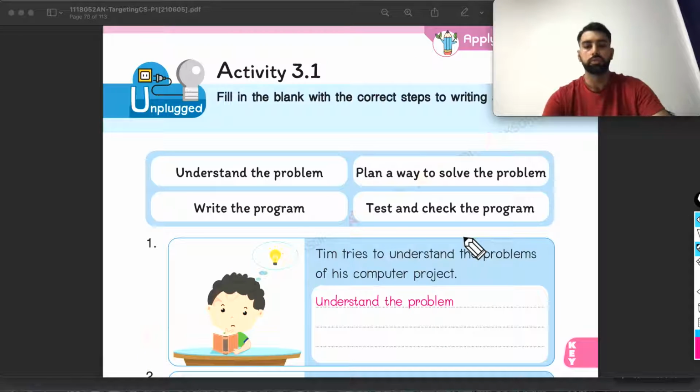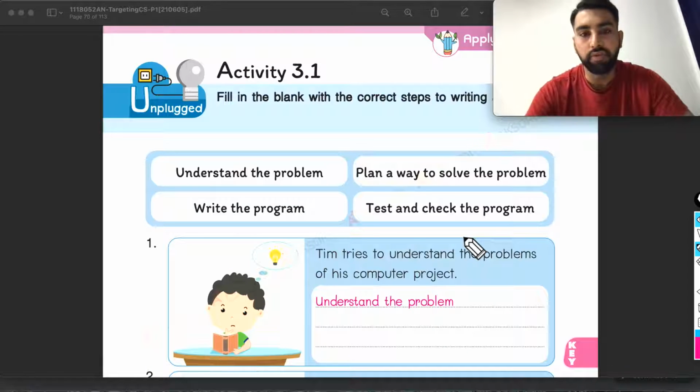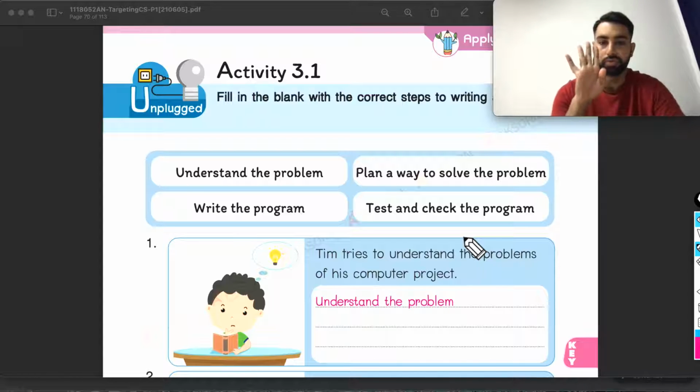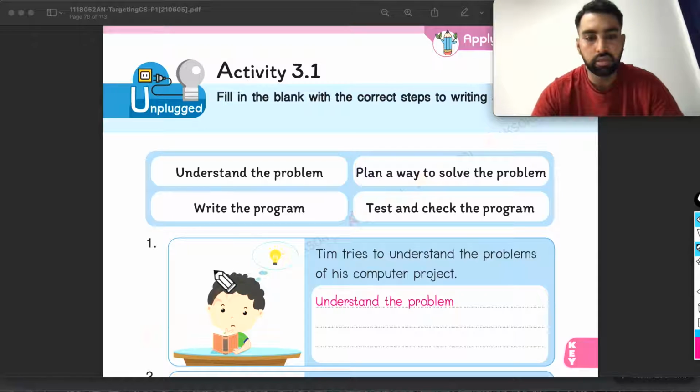After that you will have an activity about how you can make your program, and you have to follow the 4 steps. As you can see, his name is Tim.